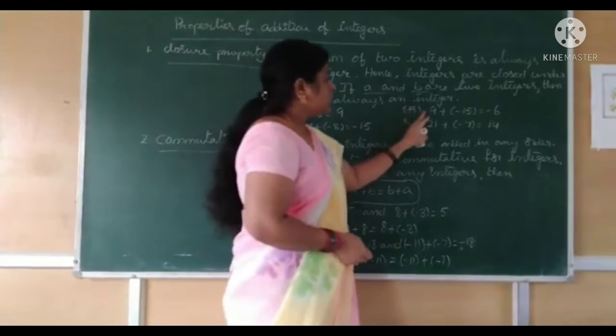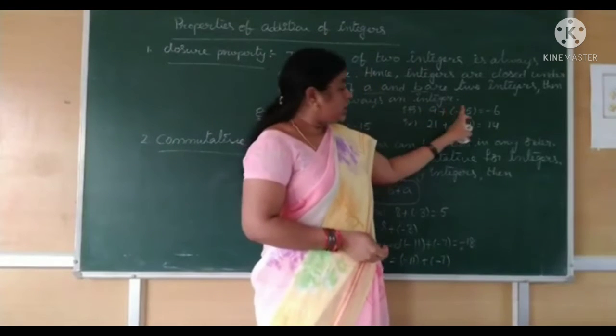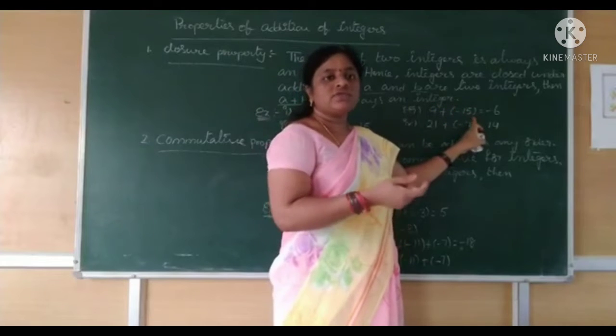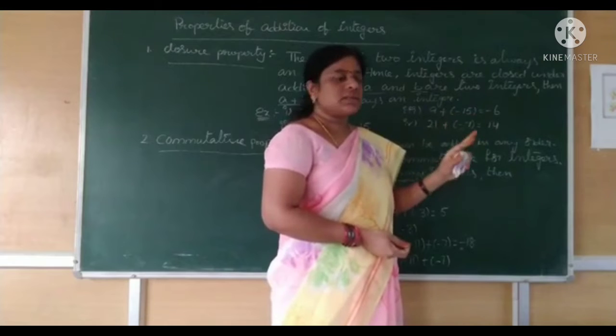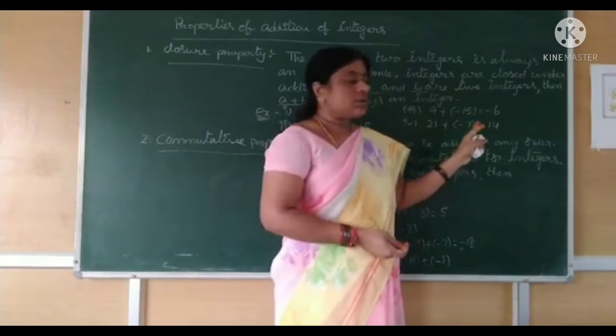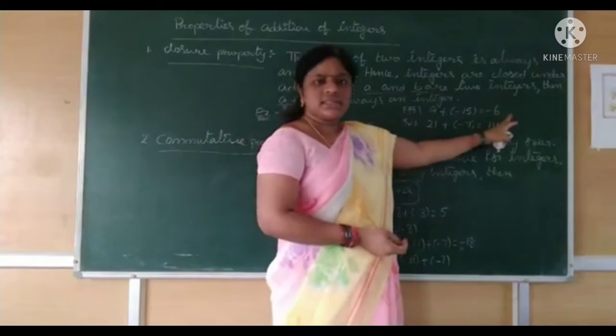See here. 9 plus minus 15. 9 is a positive integer, 15 is a negative integer. So one positive, one negative means first of all you find out the difference between these two. The difference between these two is 6. Which is the greater one? 15 is the greater one. So 15 on its sign, negative sign. So the result is minus 6. Okay, next. Minus 6 is an integer.